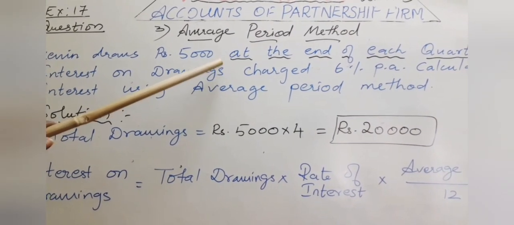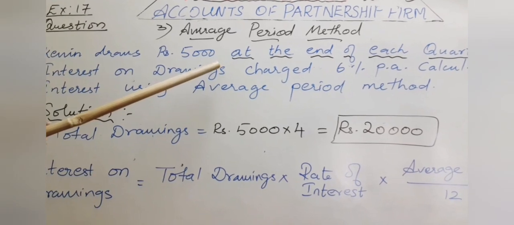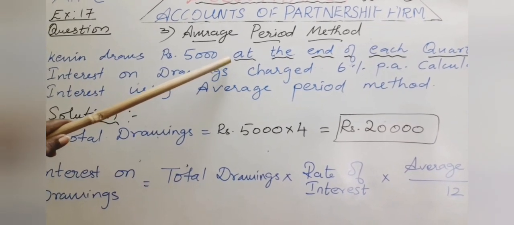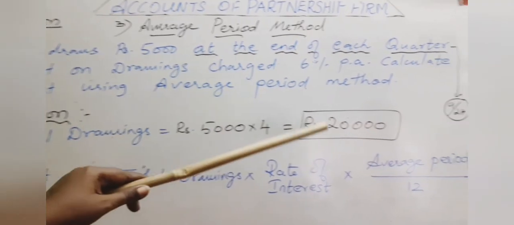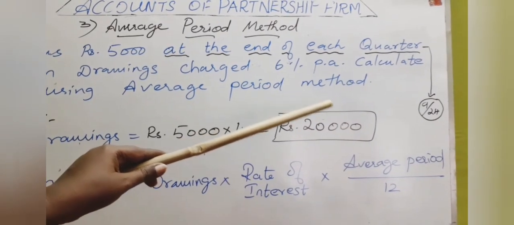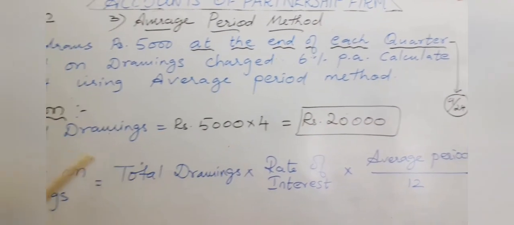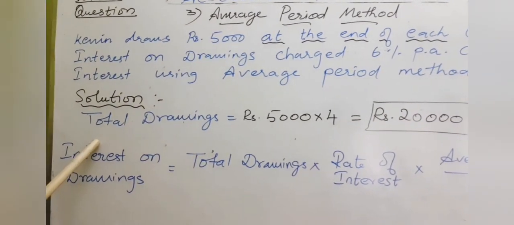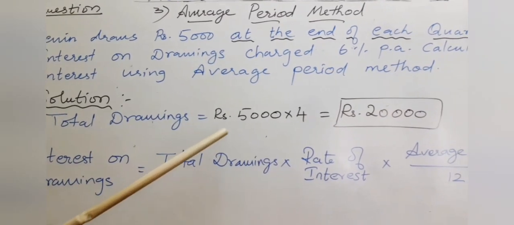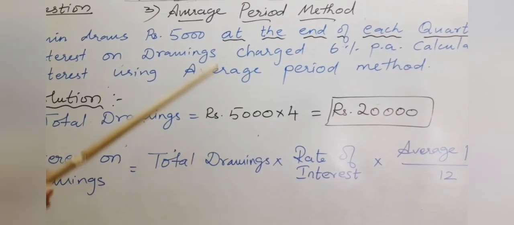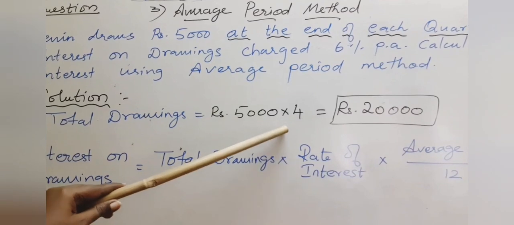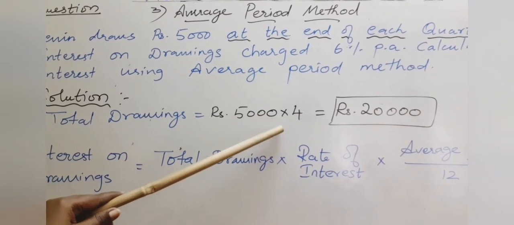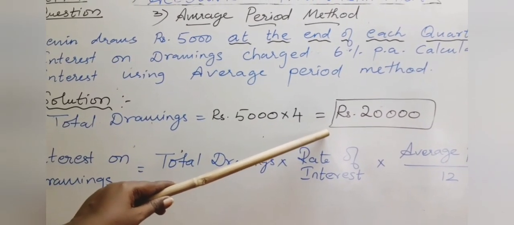From the table you have to write what is the formula for average period if it is at the end of each quarter. See, I have written it for you, children, that is 9 by 24. You got me students? Now you want to write the formula. Total drawing is equal to 5,000 rupees each quarter, and total there are 4 quarters, so 5,000 into 4, for a year you get 20,000.